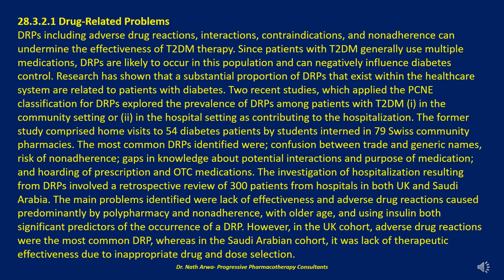The investigation of hospitalization resulting from drug-related problems involved a retrospective review of 300 patients from hospitals in both UK and Saudi Arabia. The main problems identified were lack of effectiveness and adverse drug reactions caused predominantly by polypharmacy and non-adherence, with older age and using insulin both significant predictors of the occurrence of a drug-related problem.